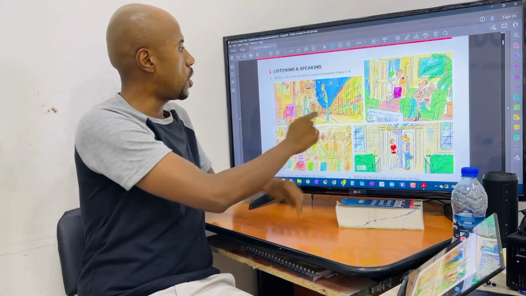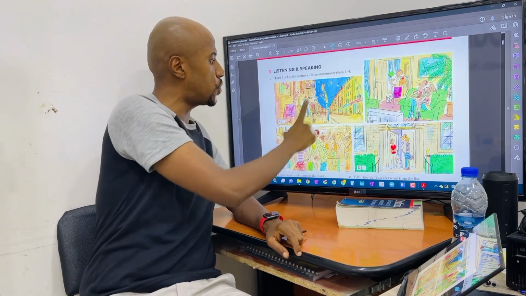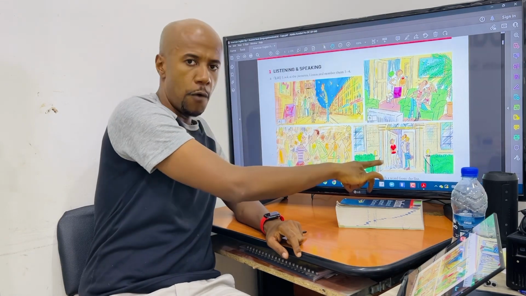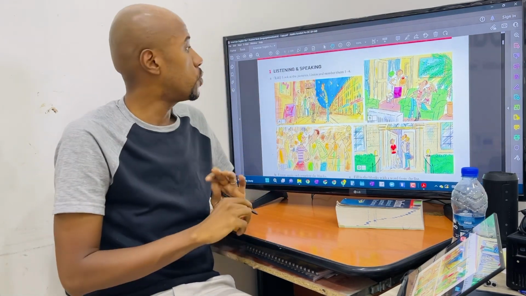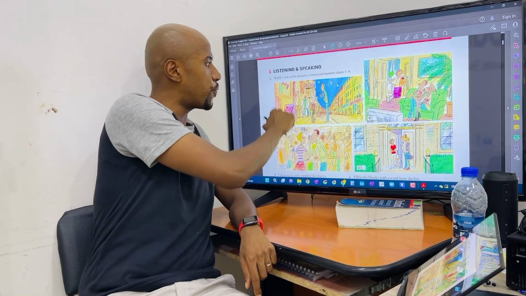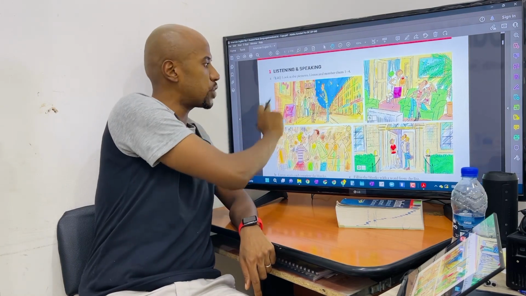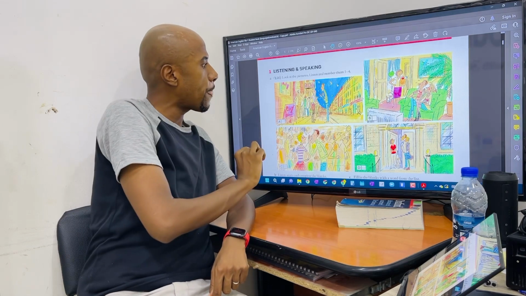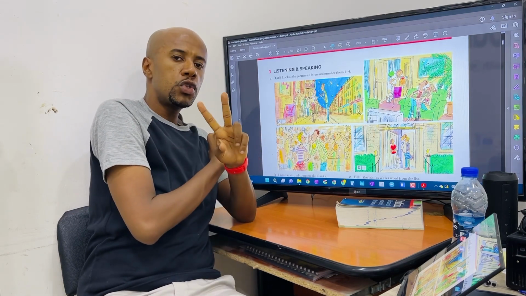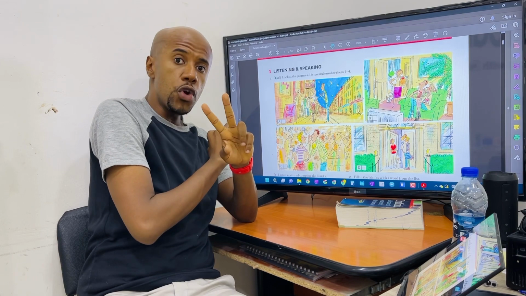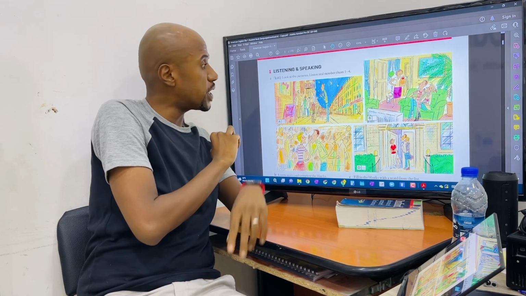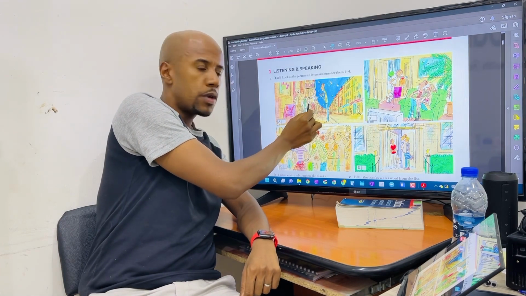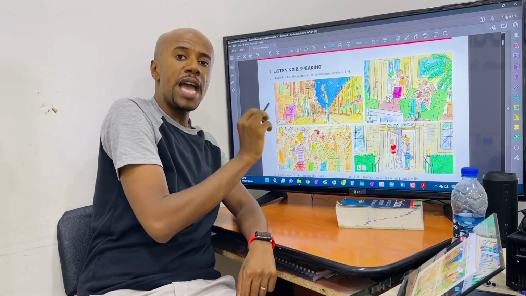Always show how many pictures we have, and you just say 1, 2, 3, 4. Now, after you do that, you focus on the first picture only, this one. And then you say, who do we have here? Do we have 2 girls? If they know girl, then they would say, no, we have man and girl.